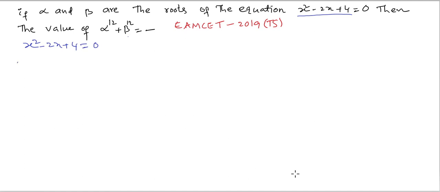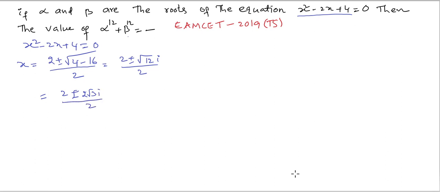So the roots of this equation are x is equal to minus b, that is 2, plus or minus under root of b square minus 4ac, that is 16, by 2a, that is 2. That is equal to 2 plus or minus root of 4 minus 16, that is minus 12, root 12 i by 2. So that is equal to 2 plus or minus root 12, which is 4 into 3, that is 2 root 3 i. Taking 2 common, 1 plus or minus root 3 i.